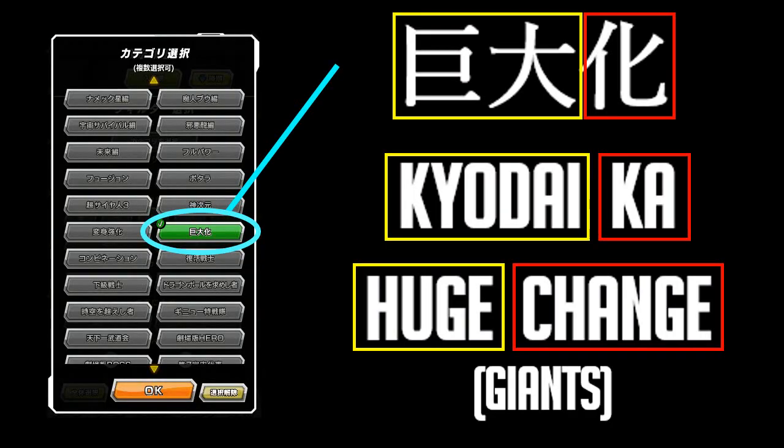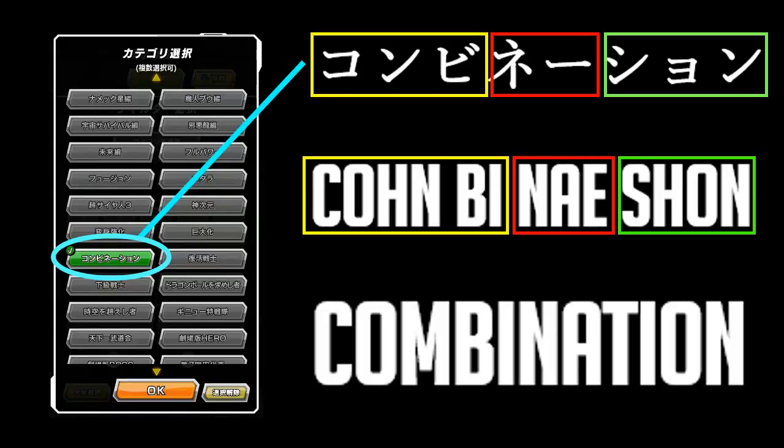The next one is going to be Kyodai Ka. So Kyodai means huge, and Ka again means to change or to convert. So to change into a huge form, I guess. So obviously that means the giants category in this case. Kyodaika equals the giants.